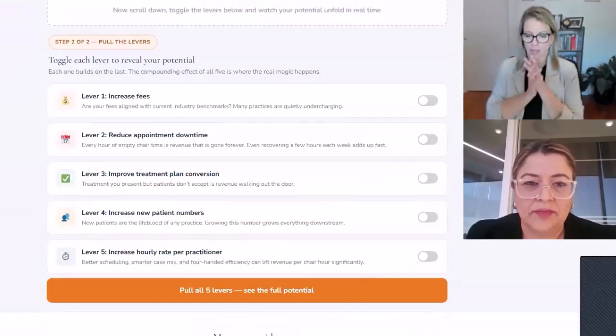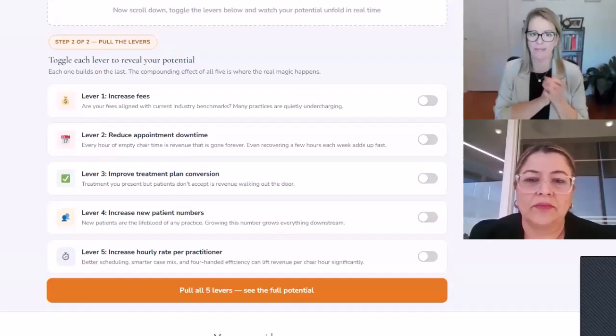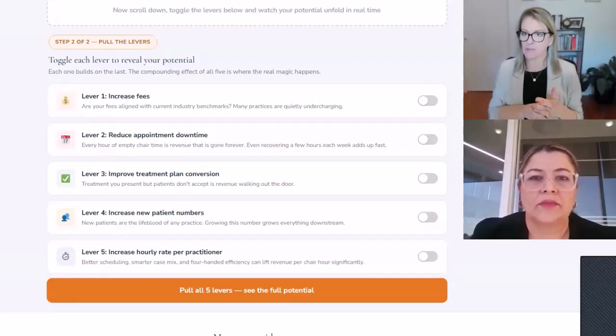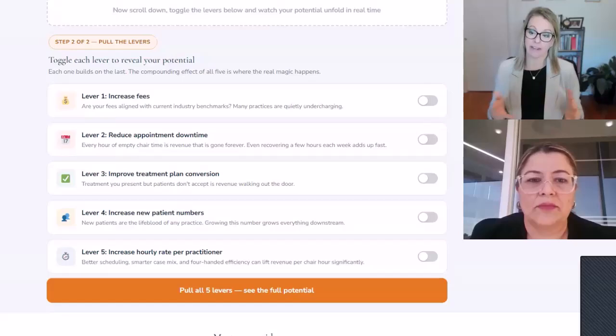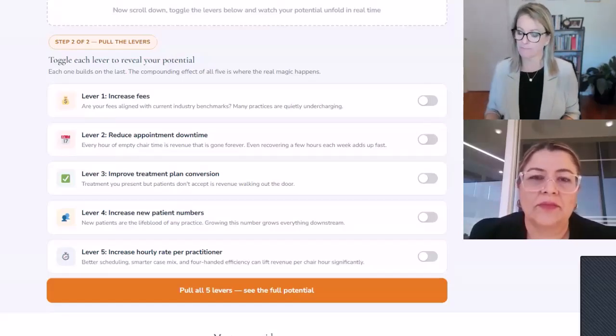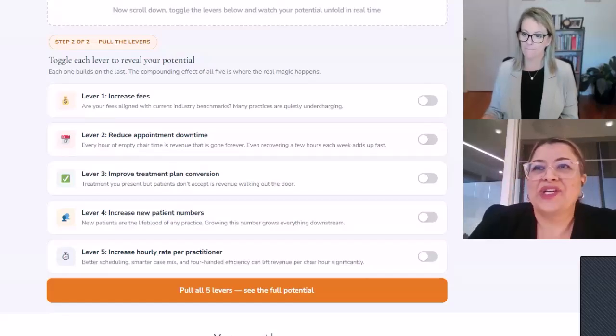So lever number 1, we won't worry so much about the calculator at the moment. Let's talk about these levers. Increasing of fees. Meenie, what's been our experience when we go in and start consulting programs with clients? Where are their fees generally sitting?